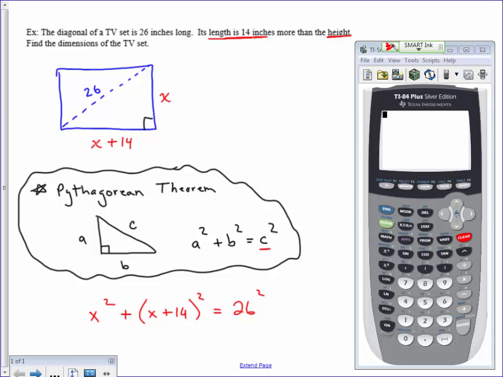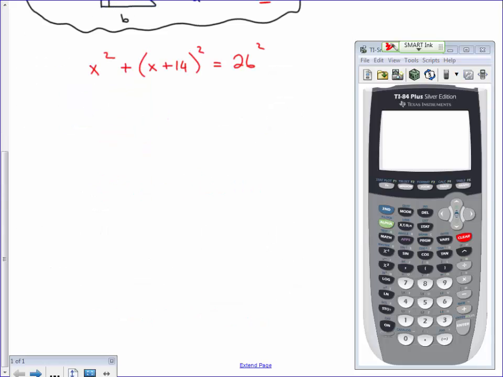Okay, so now we have an equation that we can solve. They're wanting to know the dimensions, which means they need to know what the height and the length is. If we can solve for x, then that would be the height, and certainly if we have the height, we can compute the length. Okay, so this equation needs to now be solved for x. Well, x squared is just going to stay x squared. This means write that factor twice, so it would be x plus 14 times x plus 14.